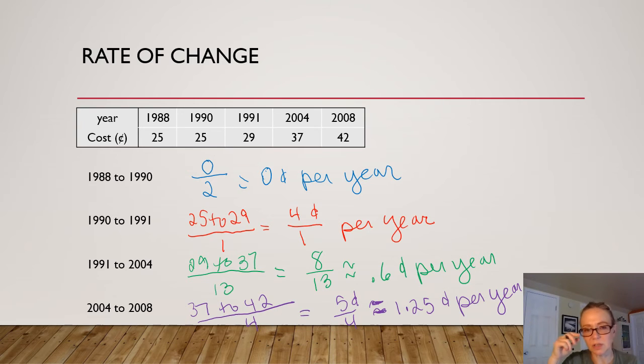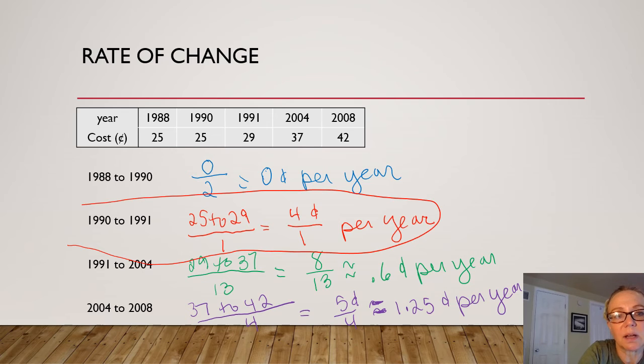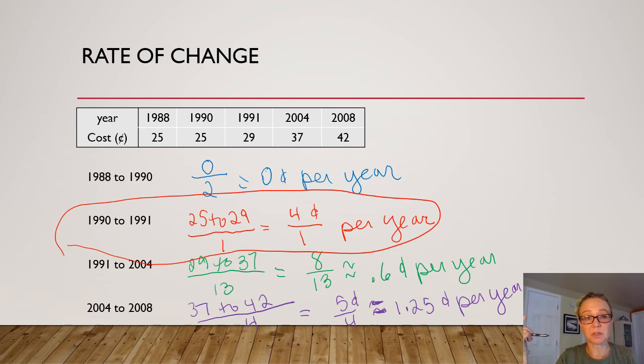So to answer the question, in which time period was the rate of change the greatest, that of course would be from 1990 to 1991, when the cost jumped by 4 cents in that 1 year.